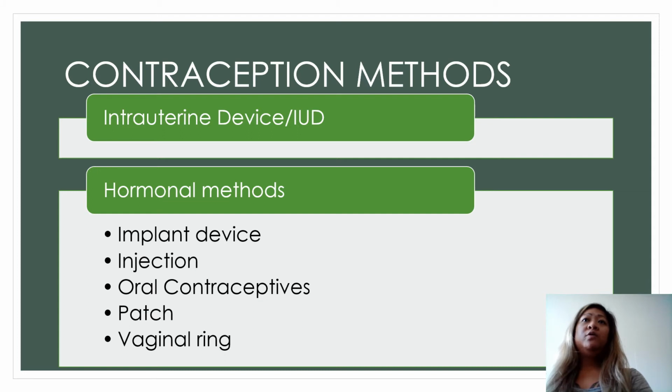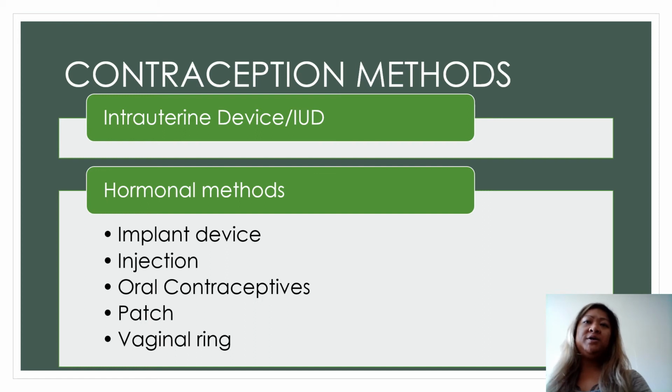There are several hormonal methods available. They are implant devices, injection, oral contraceptives, patch, and vaginal ring. Implant devices are inserted under the skin of a woman's arm and can last 3 years. Injection shots are given every 3 months. Oral contraceptives are pills that need to be taken at the same time every day.